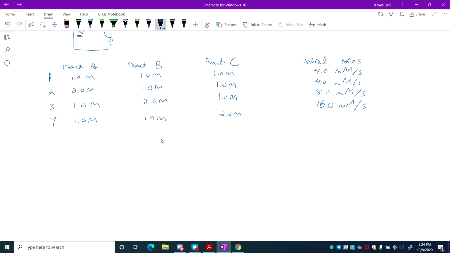So if I gave you this data, how would you determine the rate law? Could you walk through it? Maybe I'm still a little confused on the method. Sure.